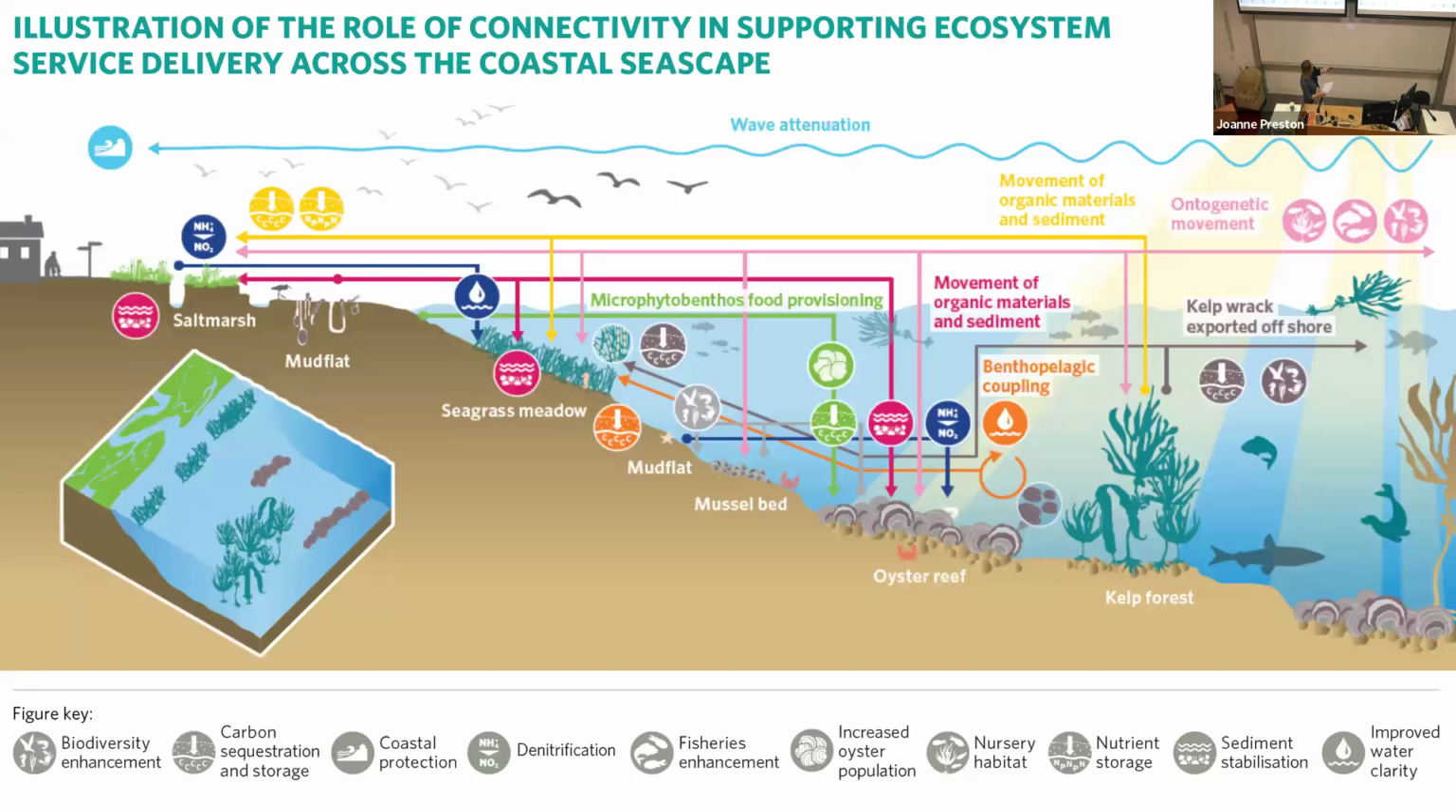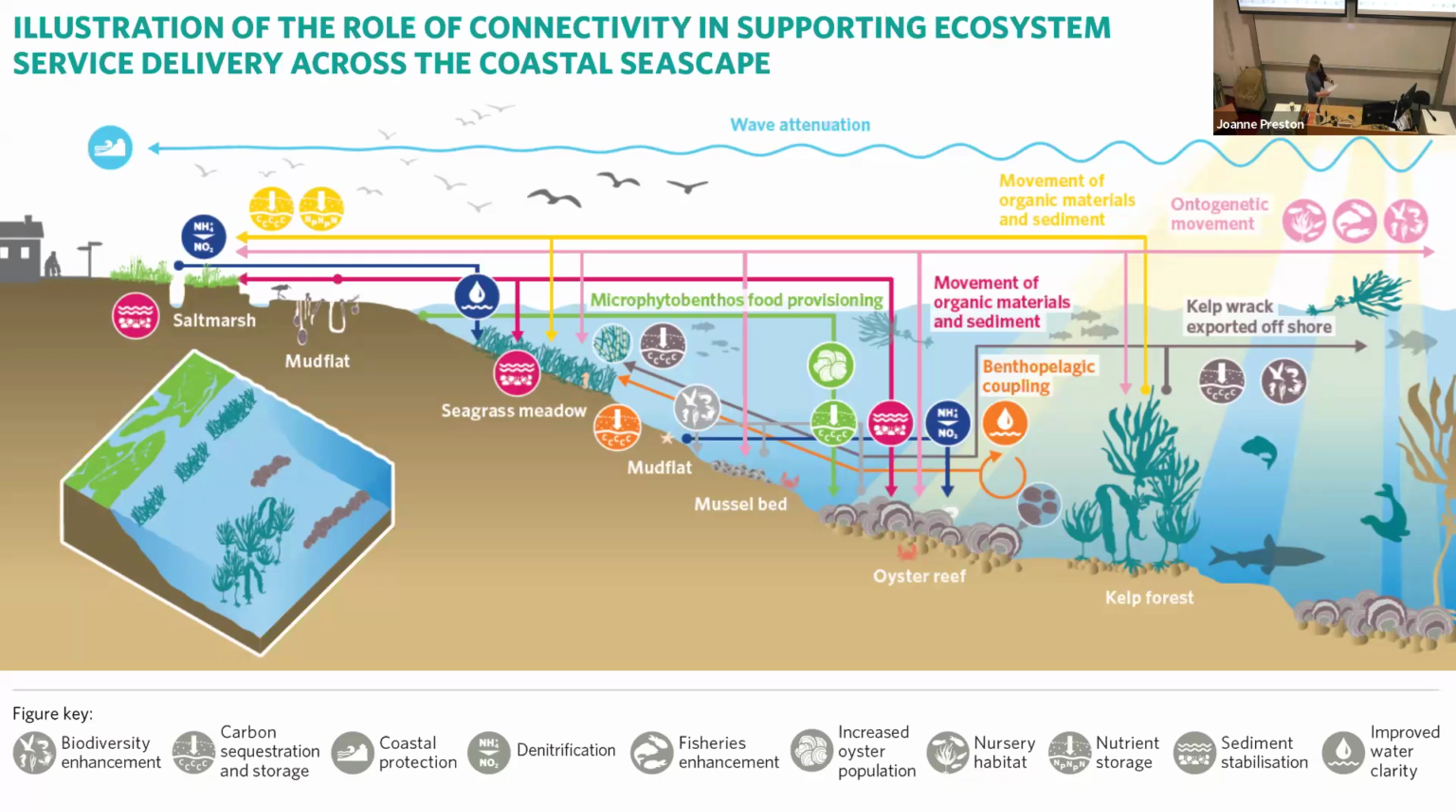Grey, infaunal abundance increases with distance from oyster reefs, while the density of large predatory crustaceans is greatest on mudflats near oyster reefs. Dark blue, denitrification mediated by salt marsh increases water clarity in primary production and carbon sequestration in seagrass.